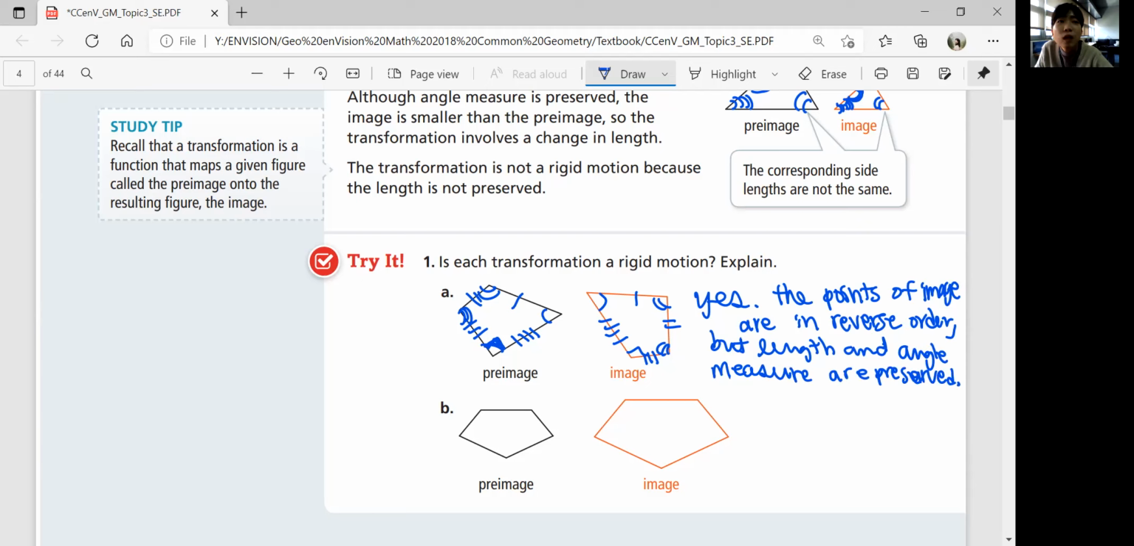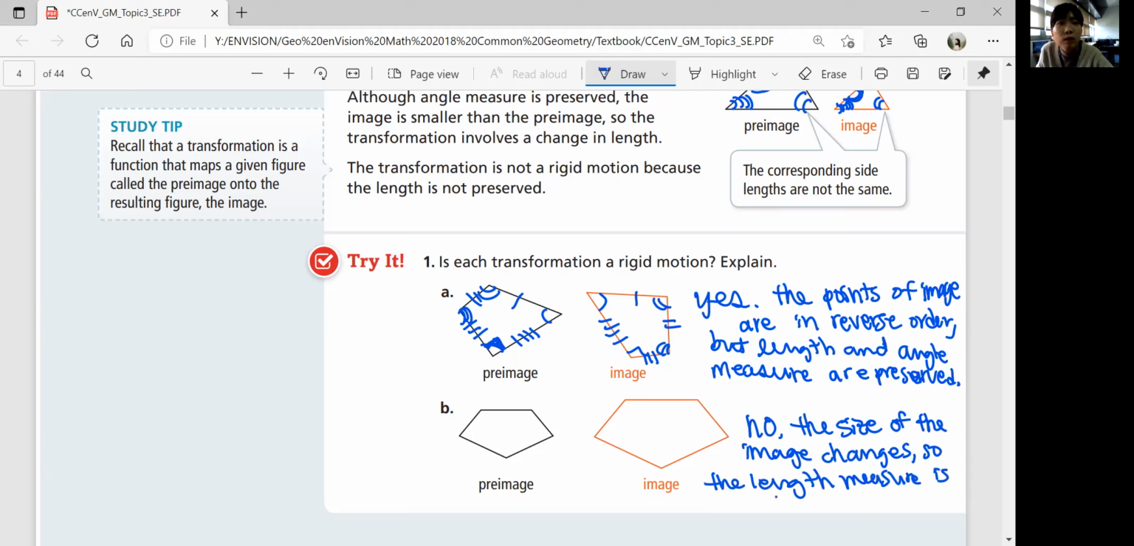Okay, part B. Are they the same length? No, this is not a rigid motion because the size of the image changes. So the length measure is not preserved.